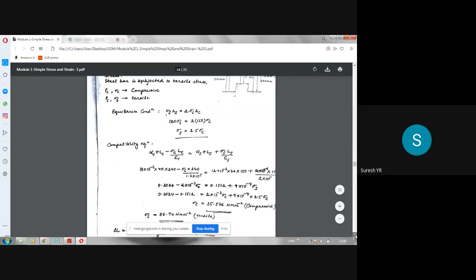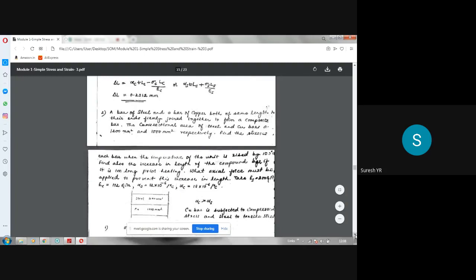Now we will discuss some more problems today. See this problem. This is also a compound bar problem only. Second problem: a bar of steel and a bar of copper, both of the same length, have their ends firmly joined together. That means restrained ends. See here I have drawn the diagram. Steel bar, copper bar, both are of the same length, but they are firmly restrained, fixed at the ends. That means there is no deformation that is going to take place at the ends to form a composite bar.